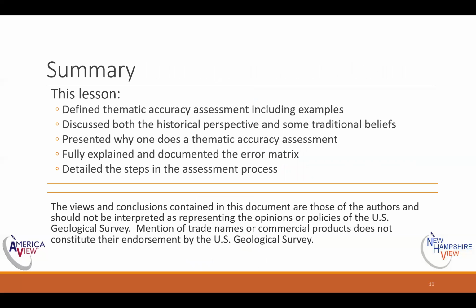So what did we cover in this lesson? A little summary here. First, we defined thematic accuracy assessment, including some examples so that we all are feeling very comfortable about what we're talking about. Provided a little bit of a discussion about historical perspectives, making sure you understand some historical context, and then how to deal with some traditional beliefs that you might bang into and just want to be aware of. Then we talked about why we do a thematic accuracy assessment. There's 5 reasons for that. Typically, all of them are involved in your assessment, but even if it's just 1 or 2, that's totally fine.